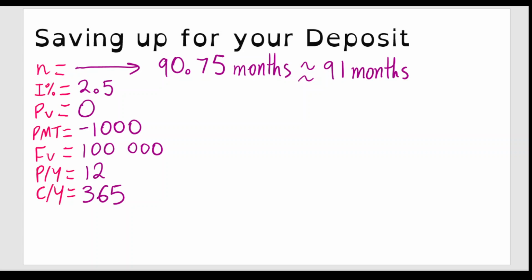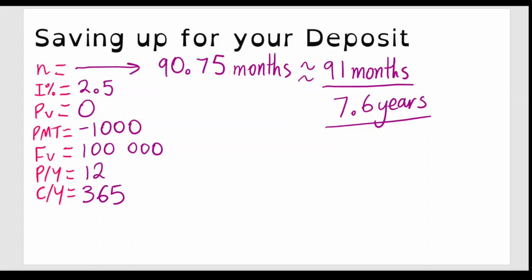Really important in this investigation that you round up in pretty much every single case. So if I look at what I've got here, 91 months divided by 12 is going to give me 7.58 years. So it's going to take me about 7.6 years. If you want to, you can put that into years and months. This is just purely so that we can make a quick comparison with the next part.